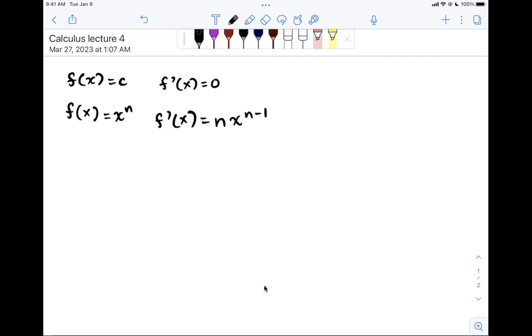In particular, for example, if we have the square root of x, then we would get 1/2 x to the negative 1/2. And if we had 1 over x, well, that's x to the negative 1, so we would get negative x to the negative 2. So those are good ones to keep in mind.